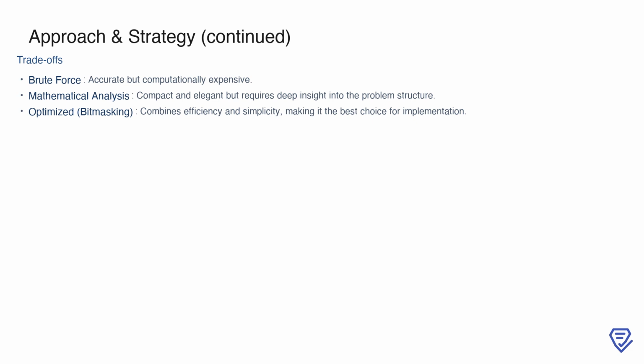In contrast, the optimized bit masking approach combines efficiency with simplicity, making it the most practical choice for implementation. By focusing on the first 3 bulbs and leveraging bit masking to track configurations, we achieve a solution that is both computationally efficient and easy to understand, making it the ideal strategy for solving this problem.